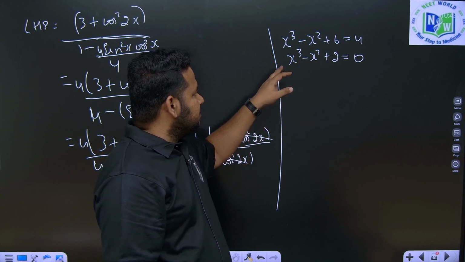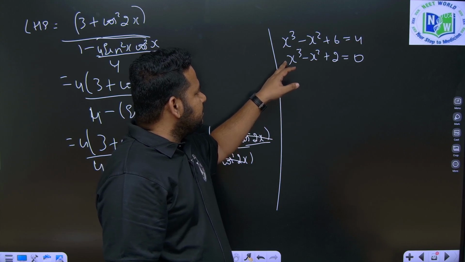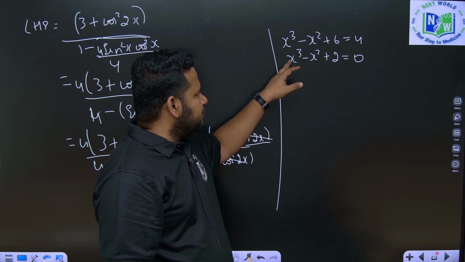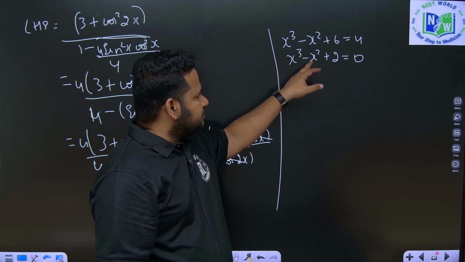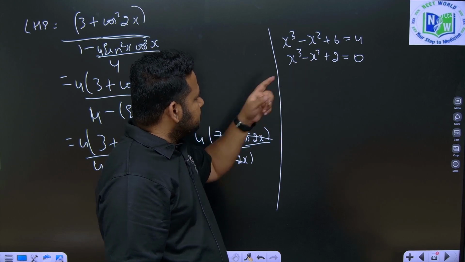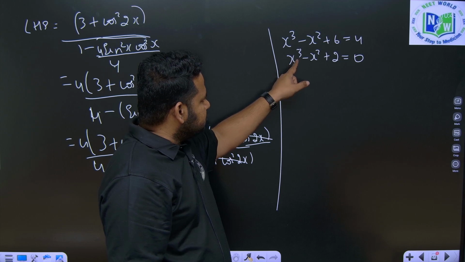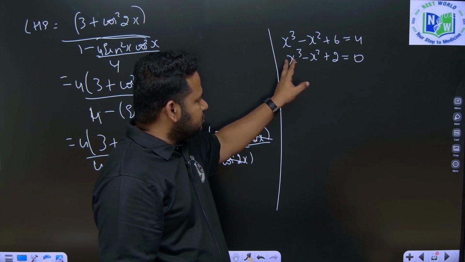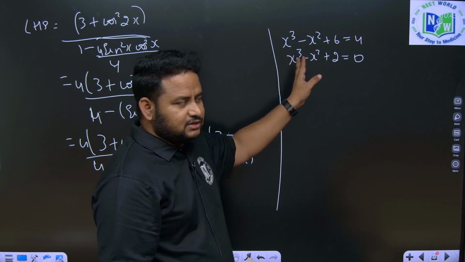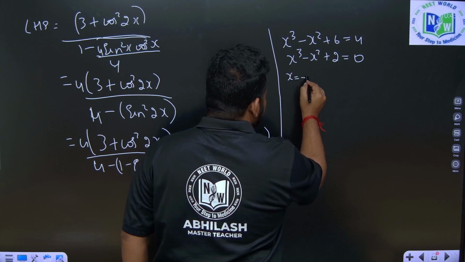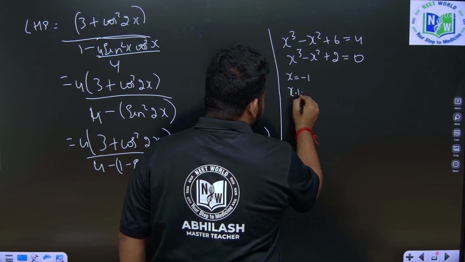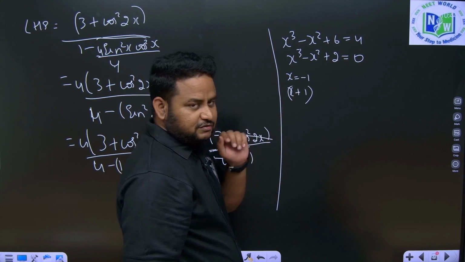That is not possible. If I take minus 1, minus 1 cube will be minus 1 itself, and minus 1 square will be 1 itself. So minus 1, minus 1 will be minus 2, plus 2 cancels, and we get 0. So if I take x is equal to minus 1, I get 0. So x plus 1 is one of the factors.